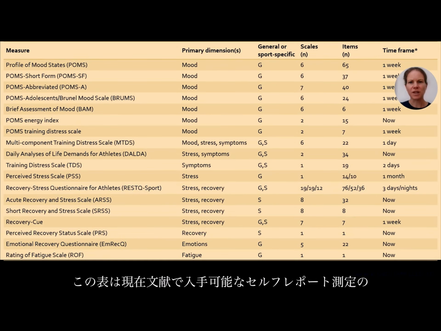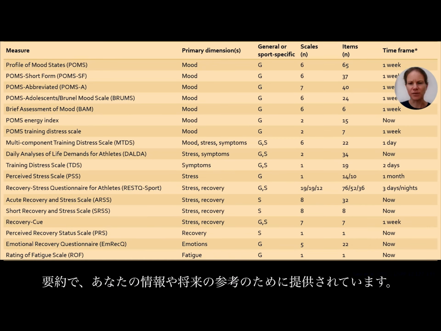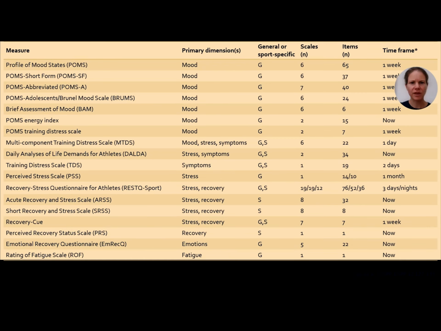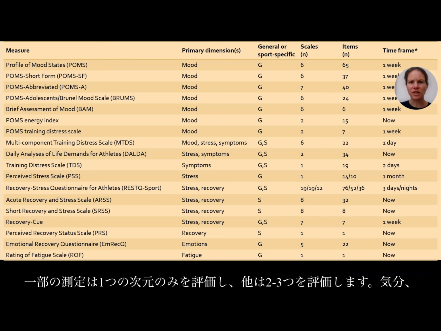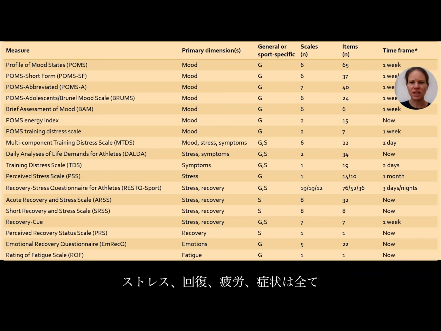This table summarizes the self-report measures currently available in the literature, which are provided for your information or future reference. Some measures only assess one dimension, and others assess 2 or 3. Mood, stress, recovery, fatigue, and symptoms have all been shown to be responsive to training load. To allow for individual variation and cover your bases, a multidimensional measure may be a better choice.